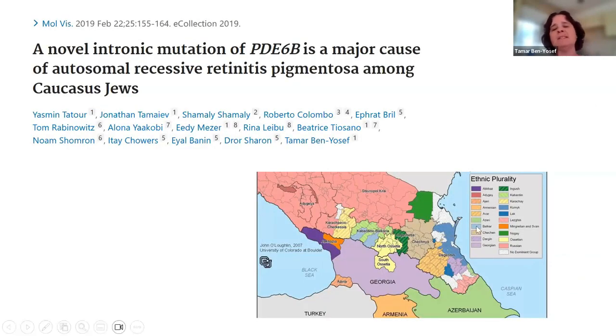The Caucasus, as you can see on this map, is a geographic region between the Black Sea and the Caspian Sea. And many Jews used to reside there until the 1990s, after the collapse of the Soviet Union. Most of the Jews that used to live there immigrated to Israel, and to date, most of them live in Israel. And in this study, we found that Jews from this ethnicity that have retinitis pigmentosa, most of them have the same mutation in the PDE6B gene. And this enables us now to provide patients from this ethnicity very specific genetic testing.